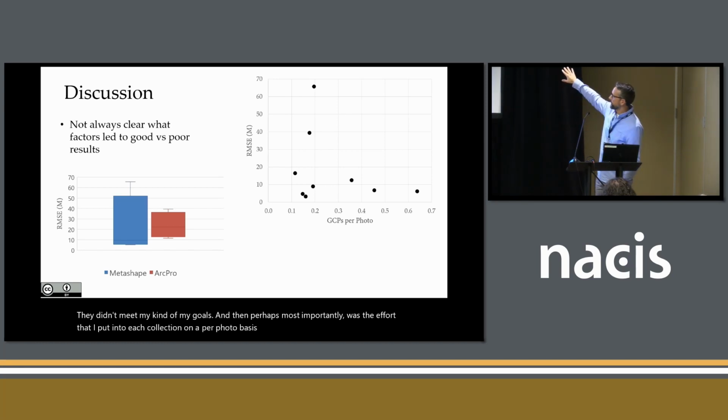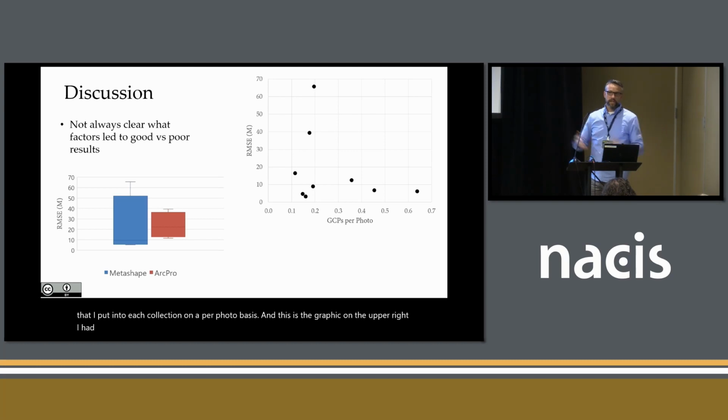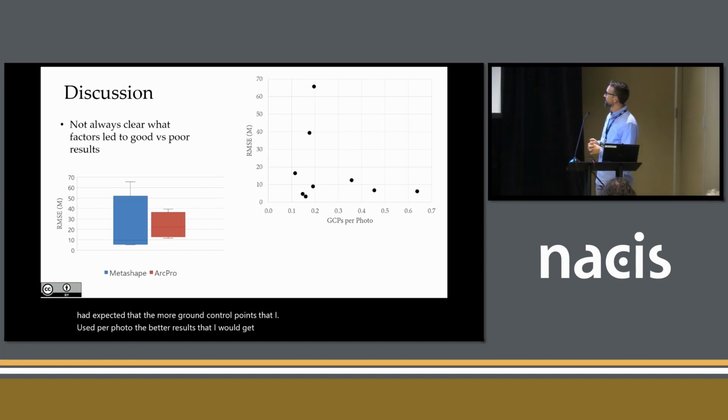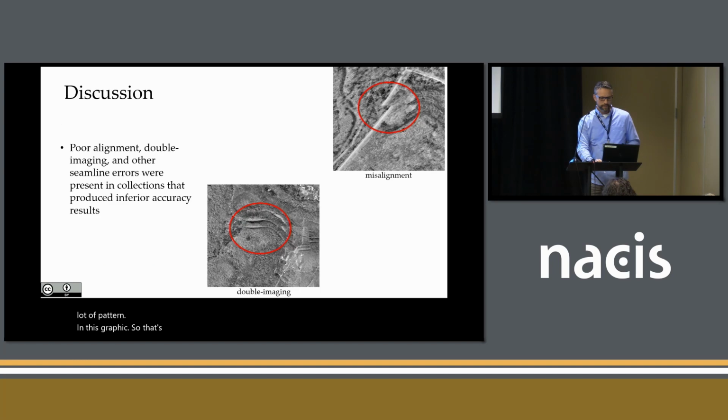And this is the graphic on the upper right. I had expected that the more ground control points that I used per photo, the better results that I would get. I mean, that's how we understand the process to work. But there's not a lot of pattern in this graphic. So that's a little confusing.